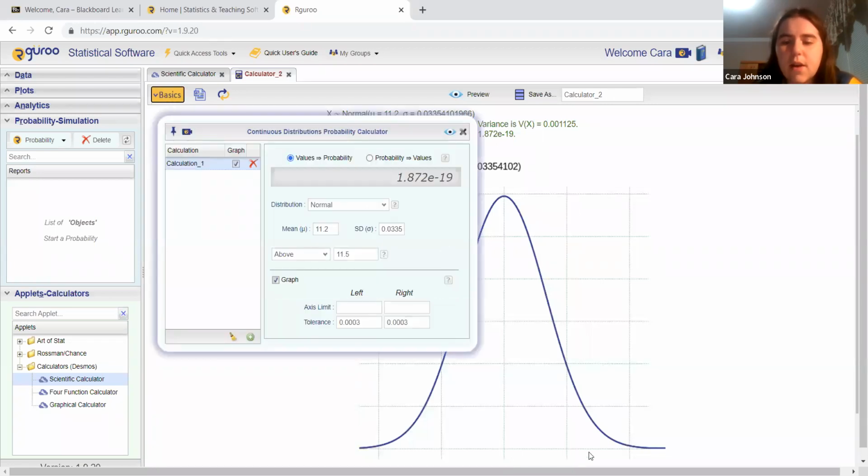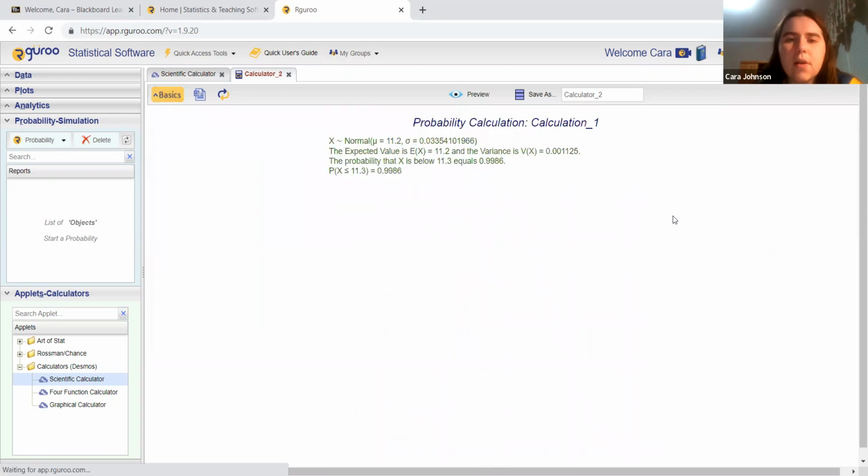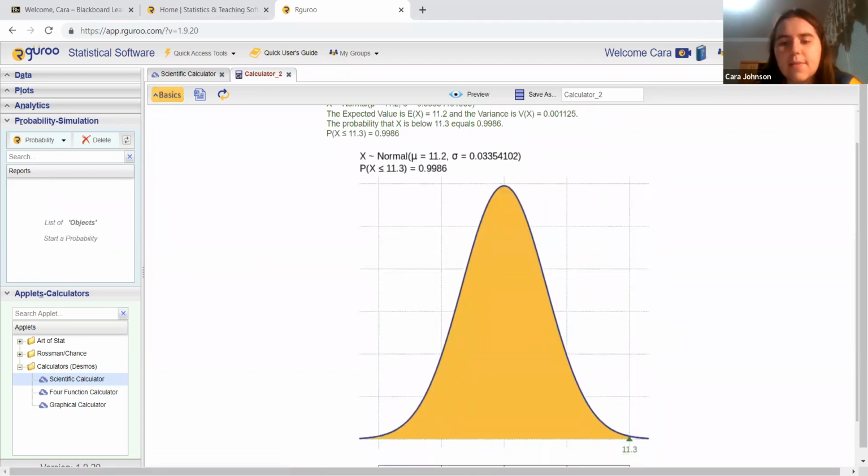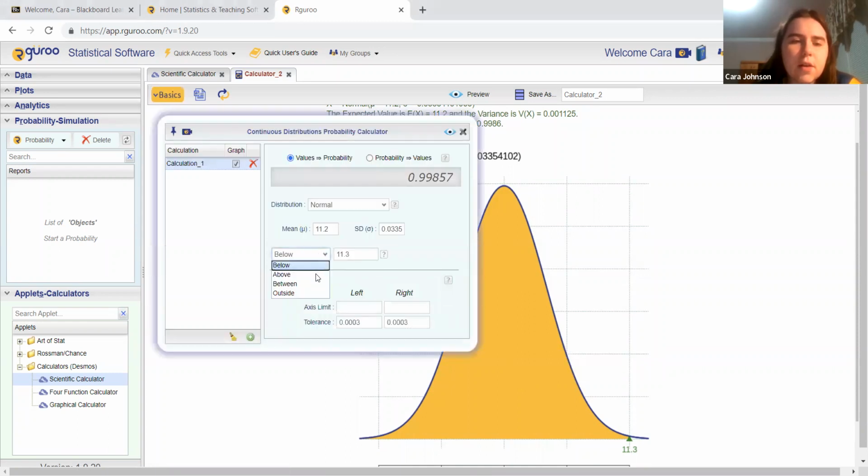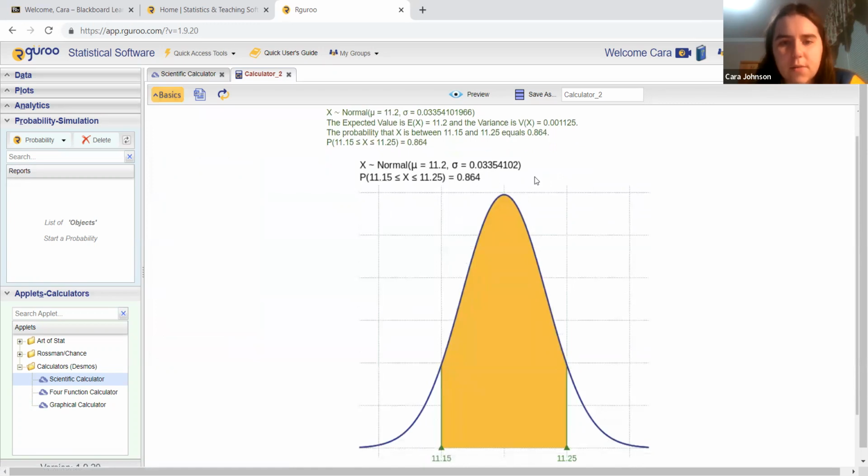Then the next one asks for the percent of the sample mean times below 11.3. So I'm going to put below 11.3 and hit the eyeball. I'm getting 0.9986. And then I'm asked for the percent of the sample mean times between 11.15 and 11.25. So I'm going to put between 11.15 and 11.25. That gives me 0.864.